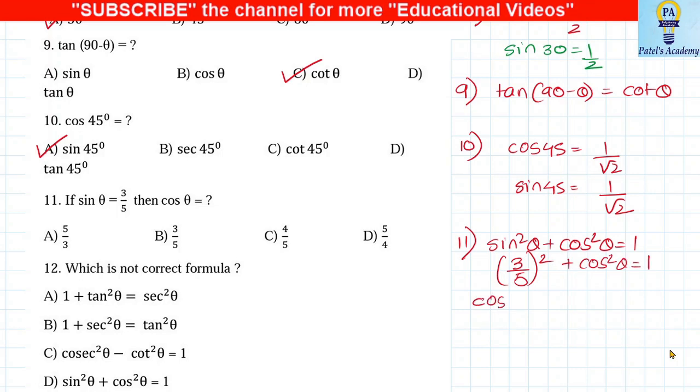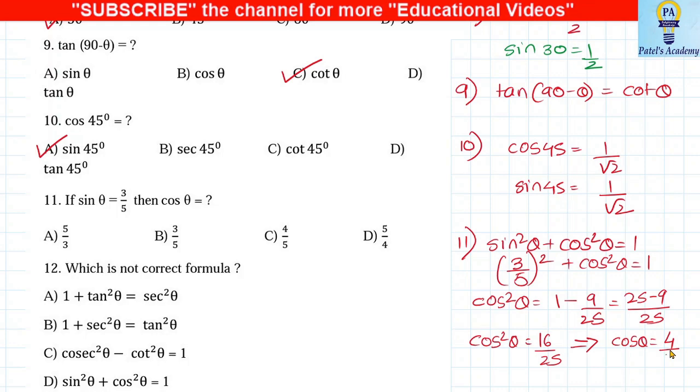So cos square theta equals to 1. I'm squaring 3 by 5 and I'm shifting on the right hand side. So what I'll get is 9 upon 25. If we do LCM, I'll get 25 minus 9 upon 25. What I get is cos square theta is 16 upon 25. If I find square root, what I get is cos theta equals to 4 by 5. So answer is C, 4 by 5.